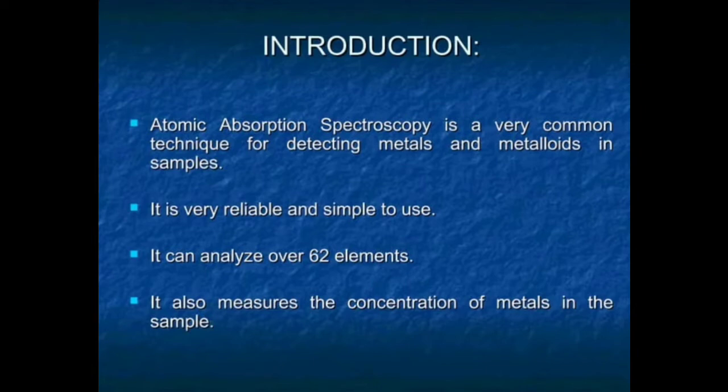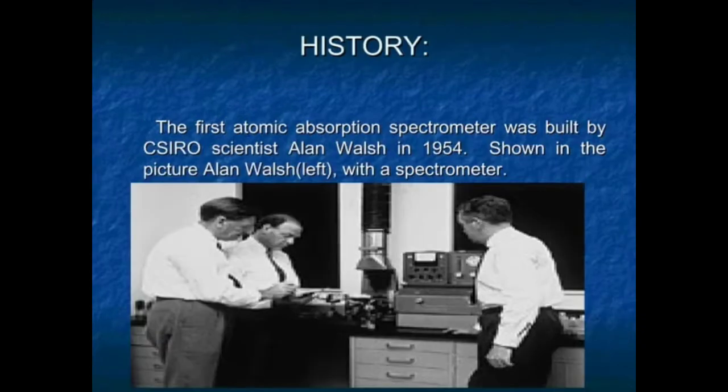Introduction on Atomic Absorption Spectroscopy. Atomic absorption spectroscopy is a very common technique for detecting metals and metalloids in samples. It is very reliable and simple to use. It can analyze over 62 elements. It also measures the concentration of metals in the sample. The first atomic absorption spectrometer was built by CSIRO scientist Alan Walsh in 1954.